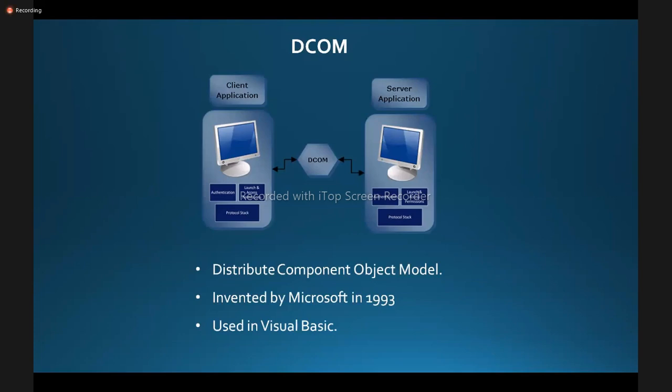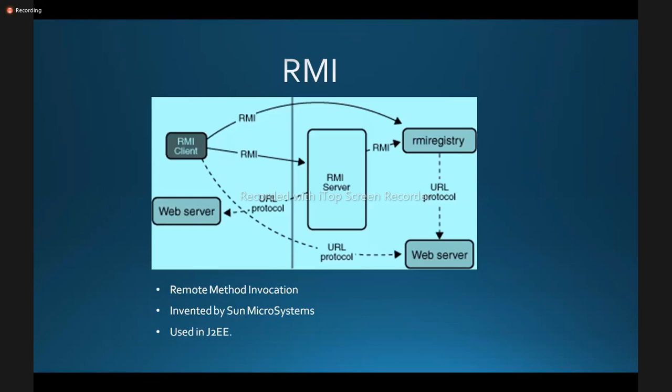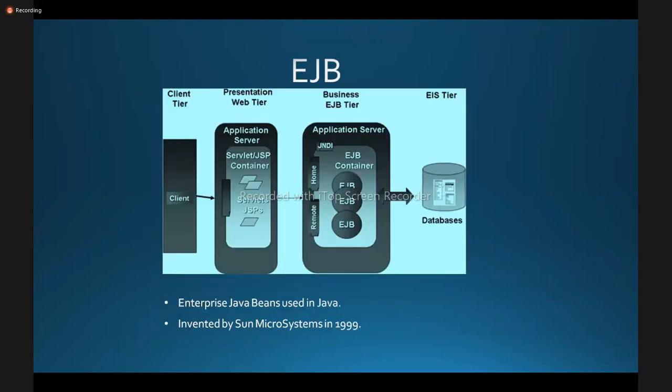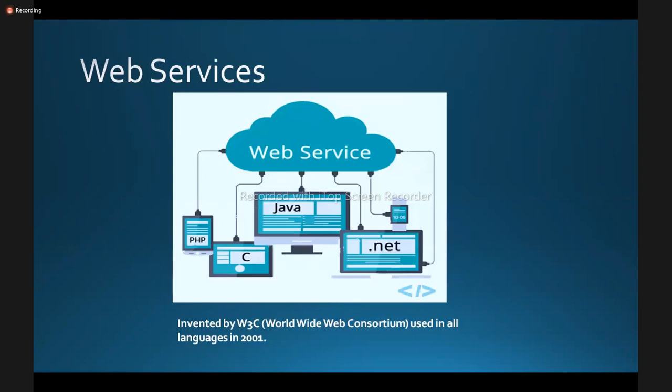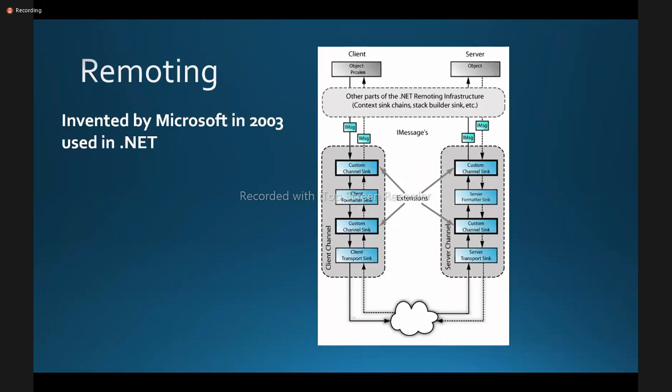And we have DCOM, Distributed Component Object Model. It is invented by Microsoft. It is used in languages like VB, Visual Basic. We have RMI, Remote Method Invocation, invented by Sun Microsystems, used in J2EE. We have EJB, Enterprise Java Beans. It is used in Java. And we have web services. It is known to all technologies. PHP, Java, .NET, everyone can use this. Web services was invented by W3C. And remoting is related to .NET, Microsoft. These are distributed computing architectures.